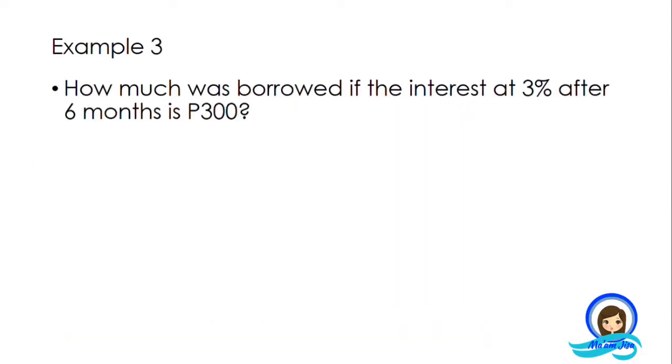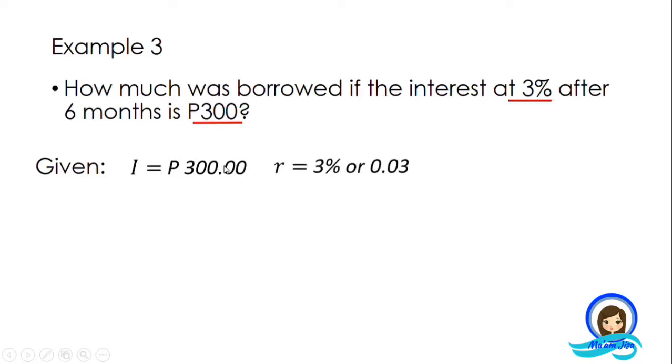Another example. How much was borrowed if the interest at 3% after 6 months is 300? The given data are the following. First off, we have the interest, which is 300 pesos. Do not confuse yourself with this as the principal, since it's very clear in the problem that 300 pesos is the interest. Then we also have the rate, which is 3% or 0.03, and the term or time is 0.5 years or 6 over 12, since there are 6 months. So 6 over 12 is 0.5.